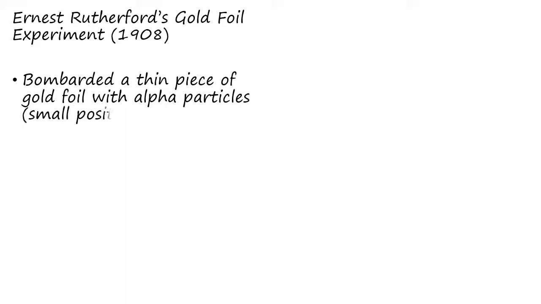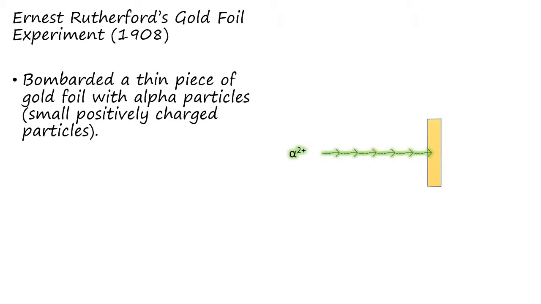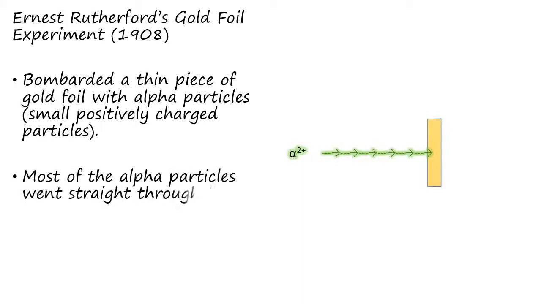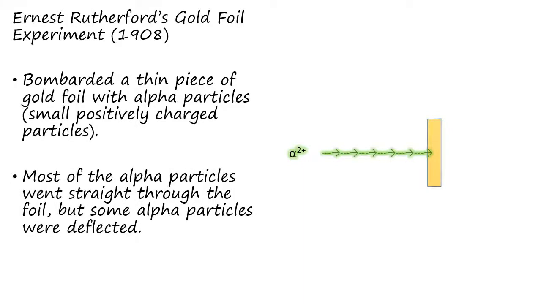So shortly after J.J. Thomson, Ernest Rutherford began his experiments with gold foil and alpha particles in 1908. And so what he did is he bombarded a thin piece of gold foil with alpha particles, which are just small positively charged particles. And so what he found is that most of these alpha particles went straight through the foil. But some of the alpha particles were deflected. And so he was able to observe that the alpha particles went off in a completely different direction. In fact, some were observed to come straight back towards the alpha beam.